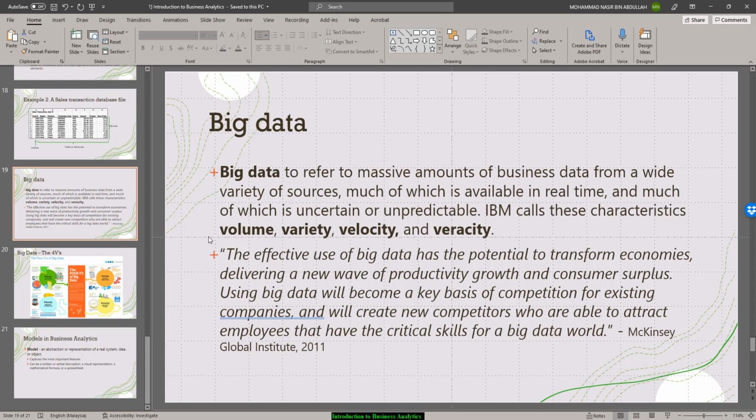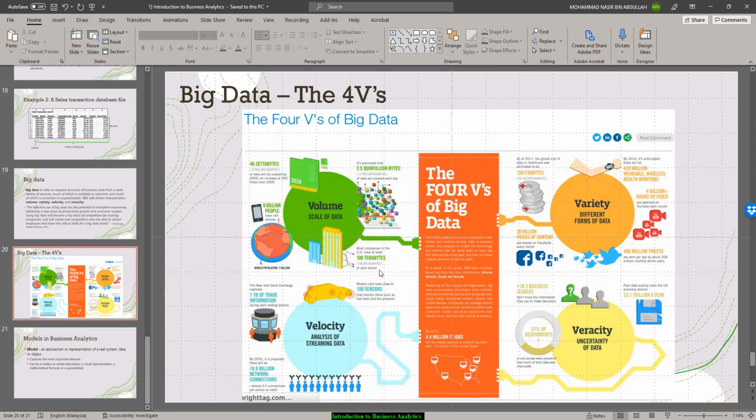Every time, it will update with new data, right? So this big data can be characterized into four parts. The first part is the four V's: volume, variety, velocity, and veracity, right? We will discuss these four on the next slide, so you can read my slide later.